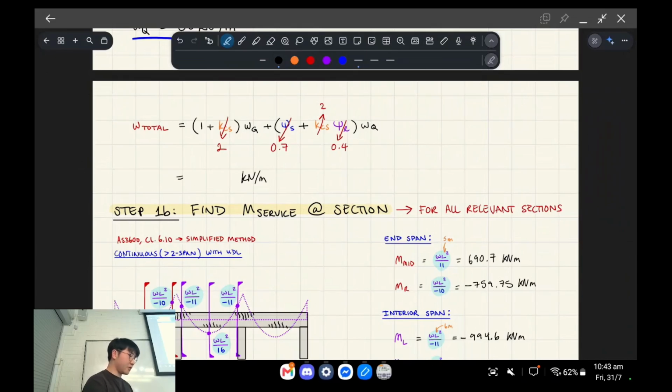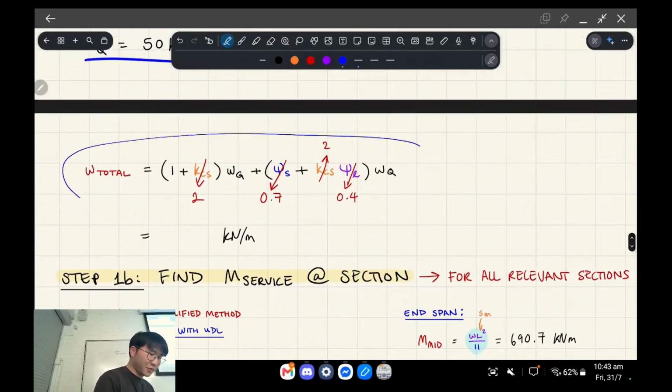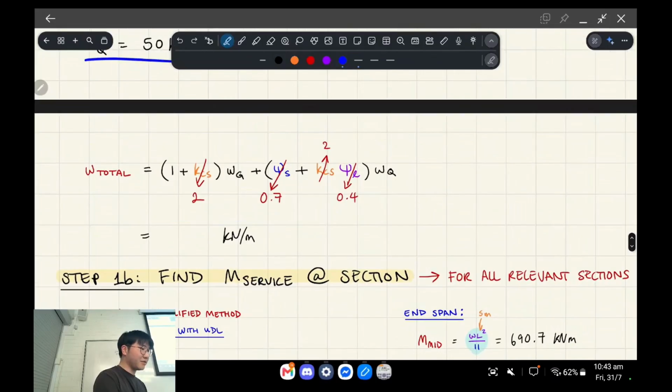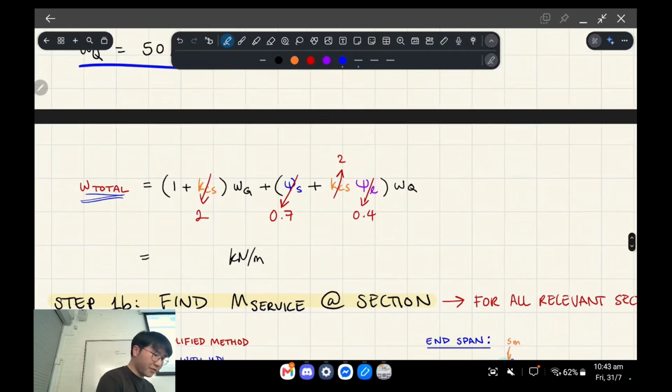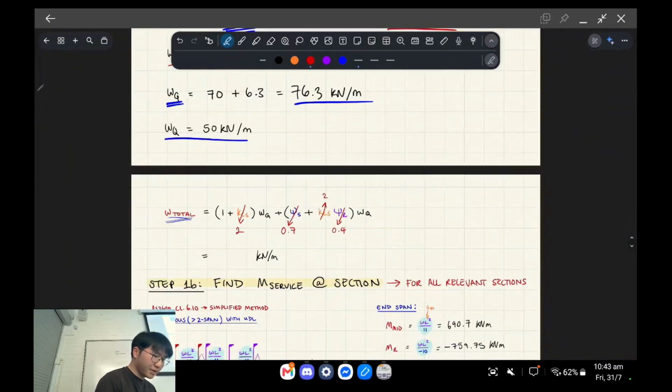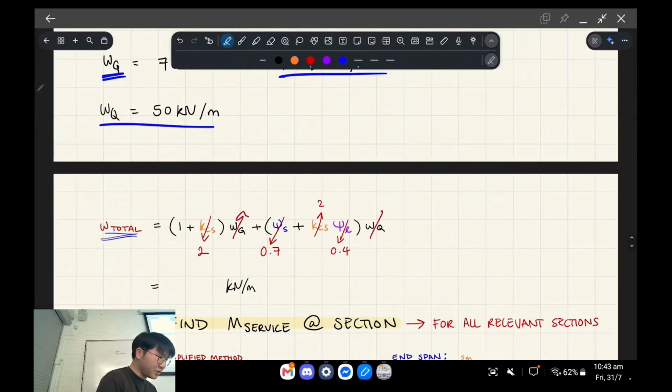Let's go to the total load. Again, this total load means nothing in reality. It's a kind of fudge formula, so it has no physical meaning, this particular distributed load. All we do is plug in values for KCS, phi S, phi L, and WG and WQ. These were the values we just found for the dead and the live load.